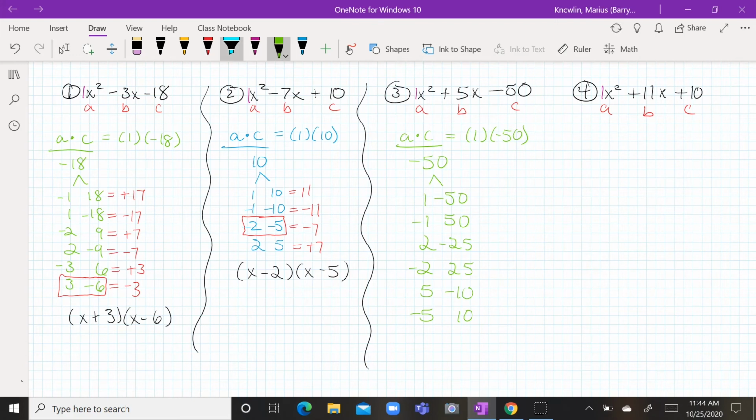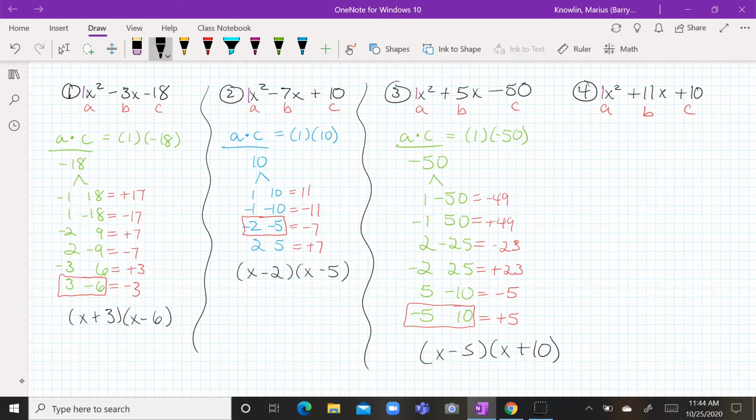So we did that, and now we want to go ahead and combine them and find the pair that gives us a positive 5. So this is negative 49, positive 49, negative 23, positive 23, negative 5. This is going to give us positive 5. So we're going to use the negative 5 and the positive 10. So our factors here would be x minus 5 times x plus 10.